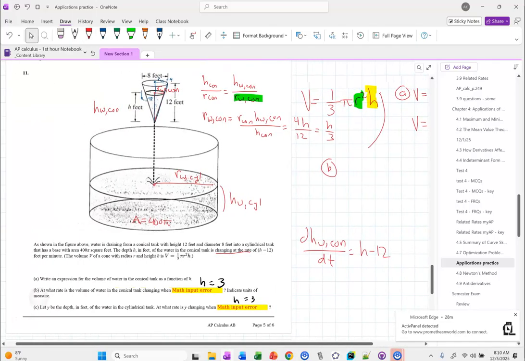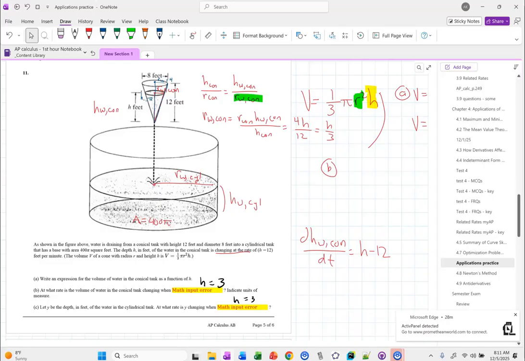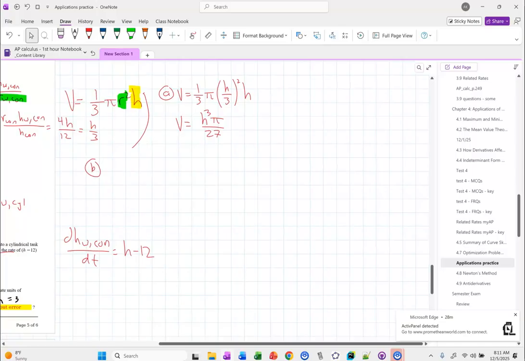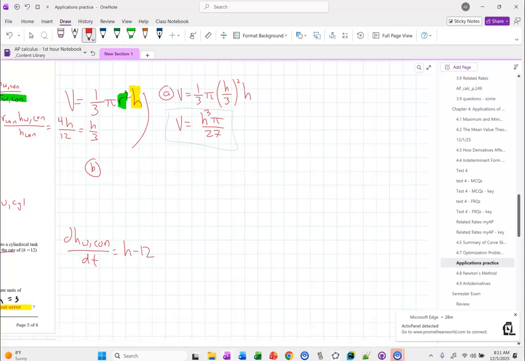Okay. Says, at what rate is the volume of water in the conical tank changing when h is equal to 3? Indicate units of measure. So we did the hard part here initially. So we have this thing. All I really need to do with this now is to take the derivative of it with respect to time.